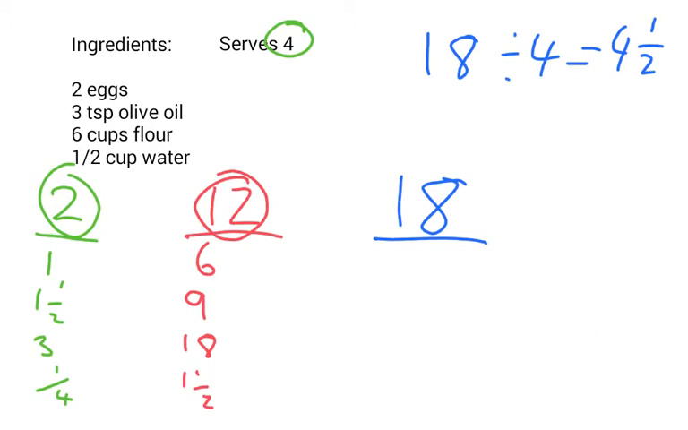2 times 4.5 equals 9, so we're going to need 9 eggs. 3 times 4.5 equals 13.5, so we'll need 13.5 teaspoons of olive oil. 6 times 4.5 equals 27. And finally, 1/2 times 4.5 equals 2.25. So we need 2.25 cups of water. Now the recipe serves 18 people.